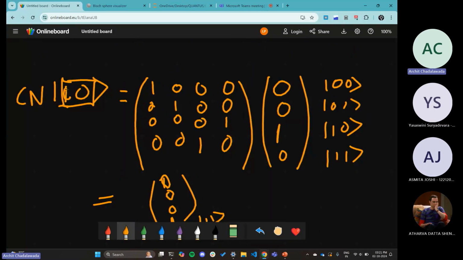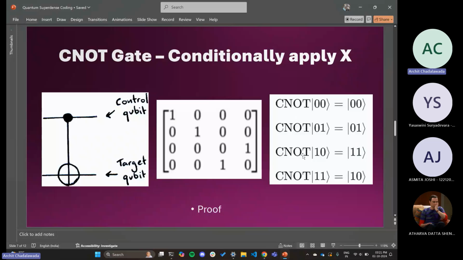So we saw that basically when 1 was the control bit, we applied the NOT gate onto the second qubit to get 1,1 as the output. So you can also similarly try this for the other cases in your free time for practice.